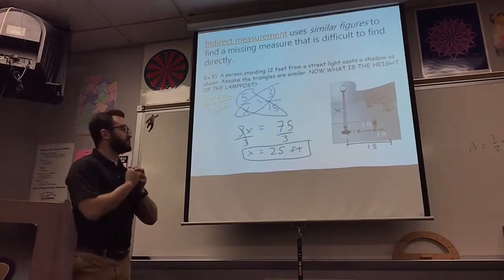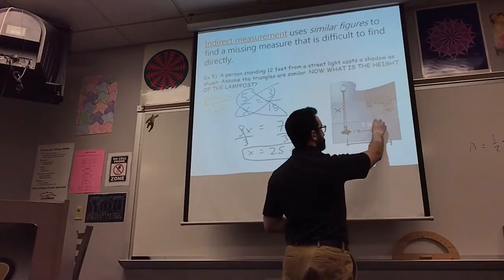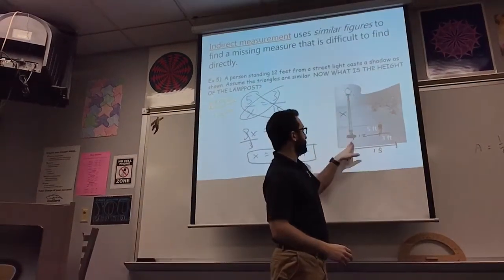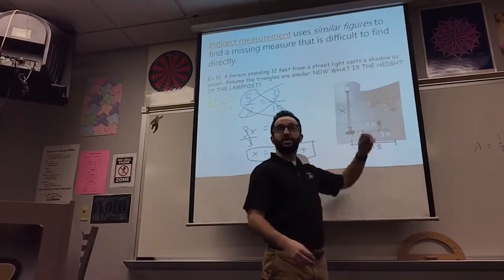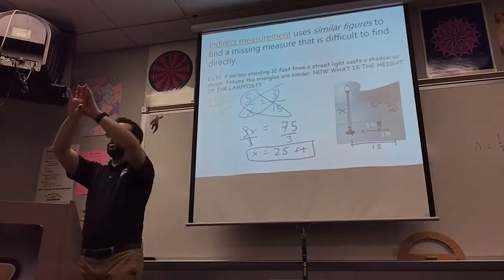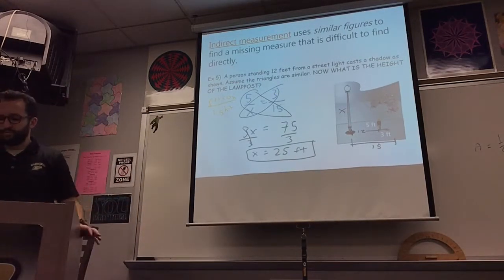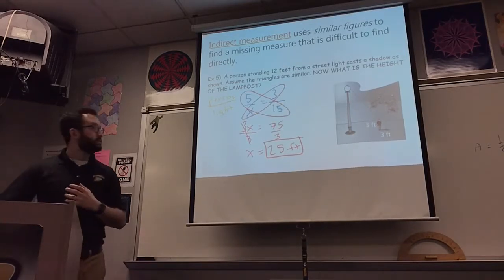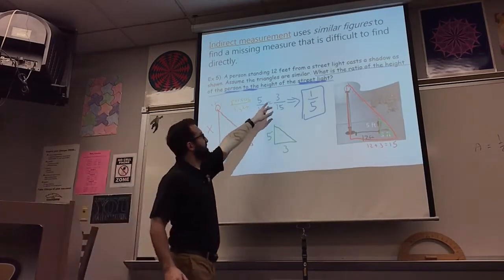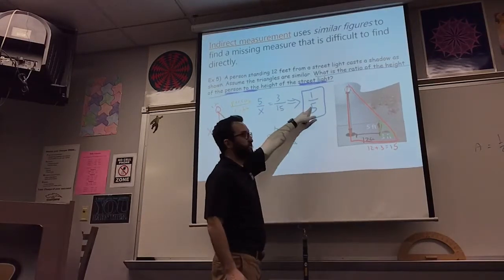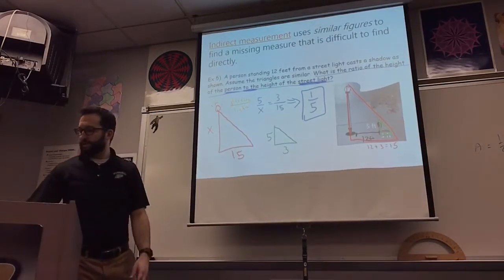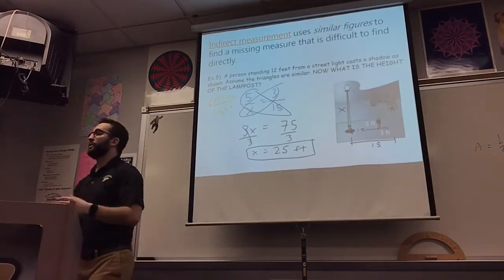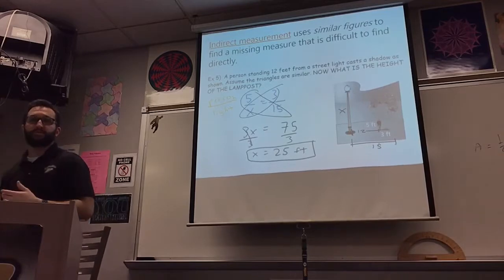The idea is we used indirect measurement. We separated the two triangles: there's a triangle for the man and the shadow, and a triangle for the lamppost and its shadow. We just take those two triangles and separate them. That's what you'll need to do for today's work. You can find a ratio, which is this value simplified, or you can find an actual height by solving for x. Depending on what the question is asking for, you need to give the appropriate answer.